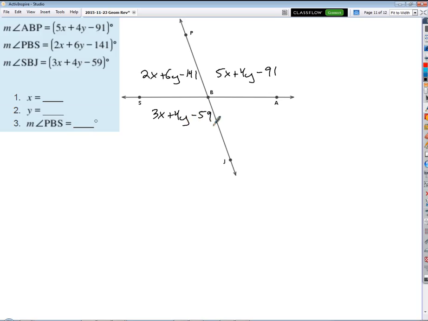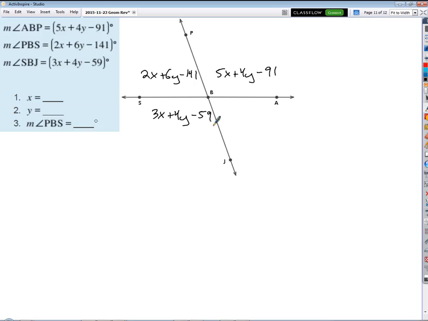So how many different kinds of variables do I have? 2. Unfortunately, there's no way for me to set up relationships with just one variable. All those expressions involve both x's and y's. So how many equations am I going to have to solve for 2 unknowns? 2. I need 2. So I've got to use 2 geometry relationships. So what's one of the geometry relationships that I can use if I have 2 lines that cross? What do I know about these angles?